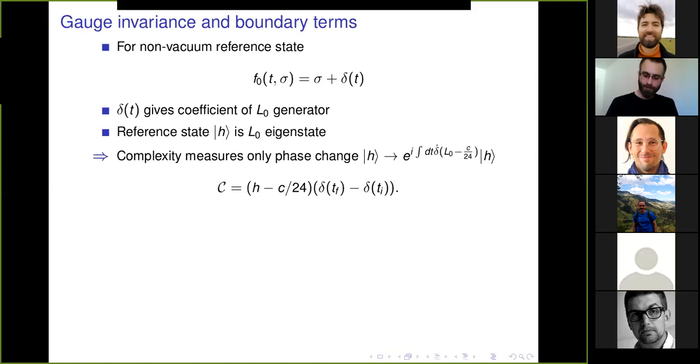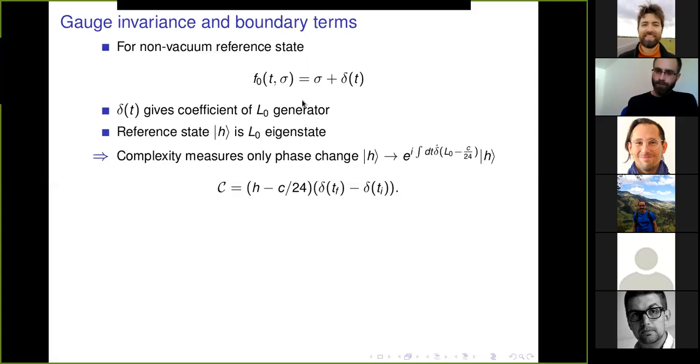So this can be seen, for example, by calculating the complexity between the reference state H, where H is not the vacuum state, and the reason for that is that the vacuum state is SL(2,R) invariant, so invariant under L naught and L plus minus one, whereas highest weight states H with H greater than zero are only invariant under L naught. So using reference states H with H greater than zero is a bit simpler. So let's consider that as an example.